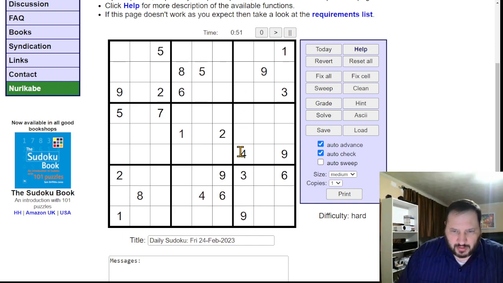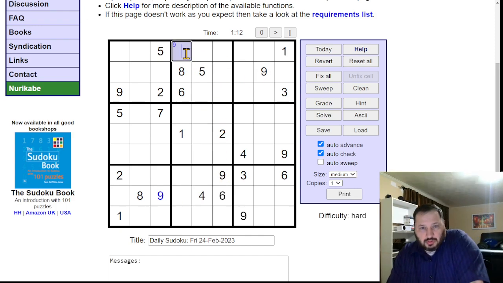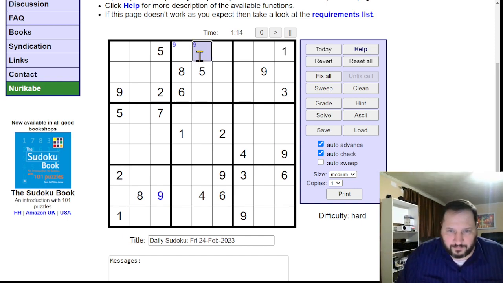Alright, I see I got two 9s here, 9 top, 9 bottom, 9 left. So this is the only spot left for a 9 here. Okay, alright, we've got our 3 9s over here. Got a 9 bottom and middle and right. So we can put 2 9s here.